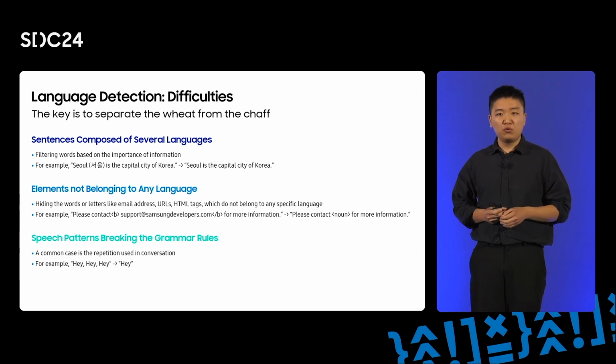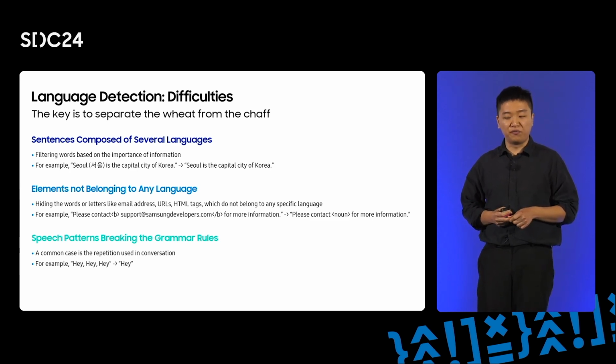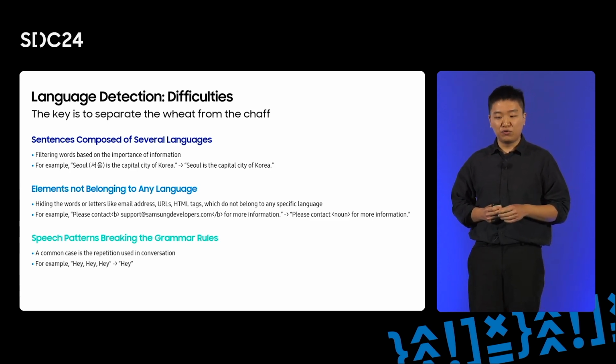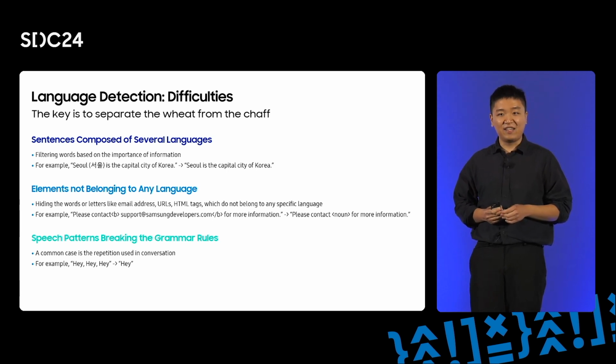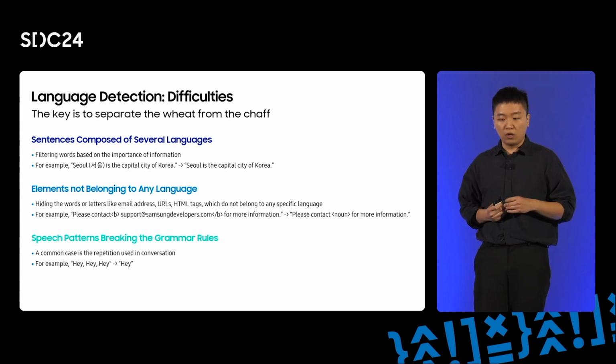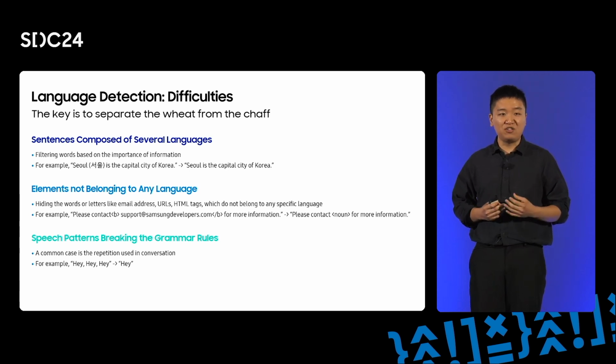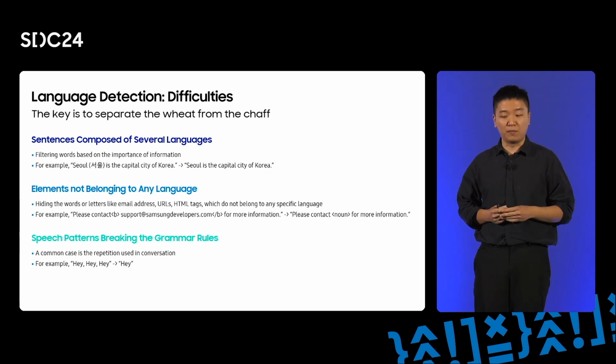Identifying language simply with the model itself is far from perfect. So in this slide, I'll try to show you some difficulties in language detection we have encountered so far and how we overcame them. And as the key I mentioned in the slide, the core concept of our strategies to overcome these difficulties is filtering any noise that might interfere with the model.